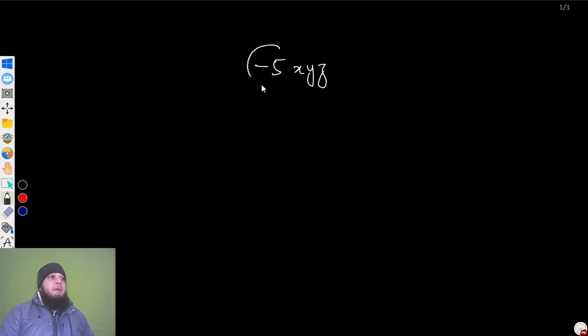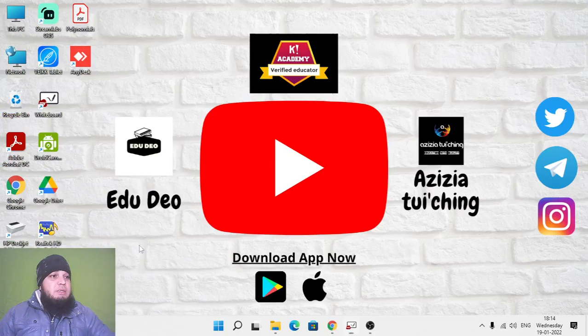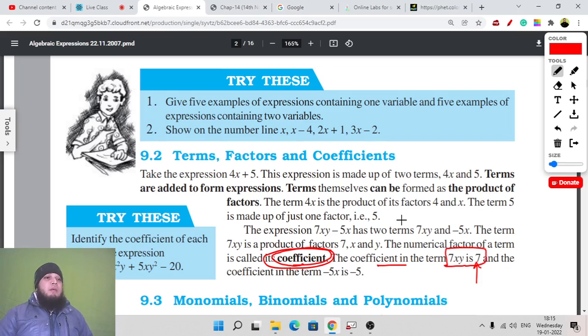For example, if I write minus 5xyz, here minus 5 will be considered as the coefficient, or generally we call it the constant. We also call it the numerical coefficient. In some books you will find numerical coefficient, and this will be considered as the literal coefficient. In this NCERT, the coefficient we are talking about is the numerical value. Got the point?